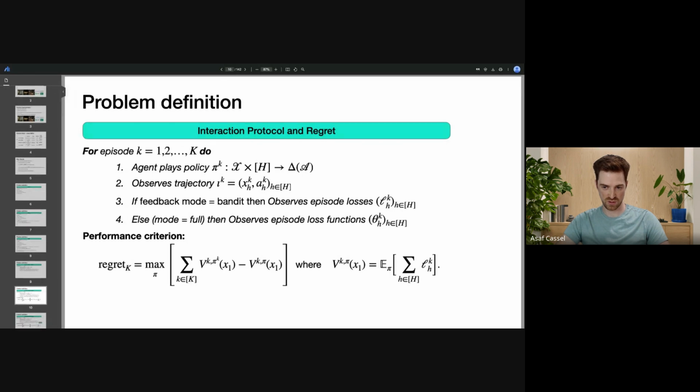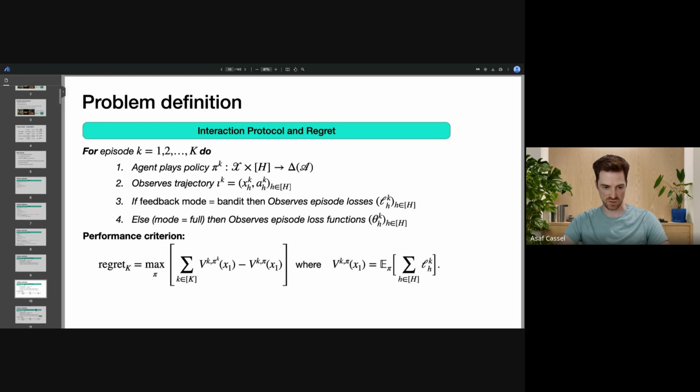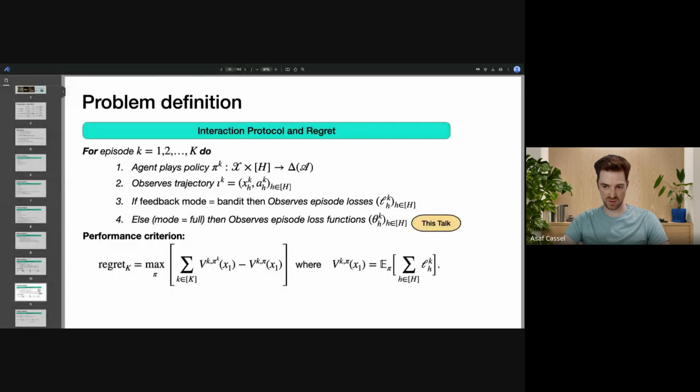Everything I'll say basically works for stochastic losses, but we'll focus on the adversarial case. And the quantity that we want to minimize here is the standard notion of regret. It's the difference in value between our policy and the best policy in hindsight. And the value is again the usual notion of just the expected loss through the H decision horizons with respect to a given policy. Right, final technicalities.